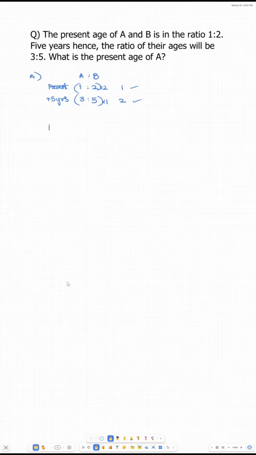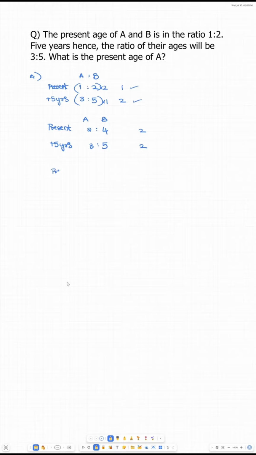Now the equivalent ratios will be, in present ages, the ratio will be 2:4. And after 5 years, the ratio will be 3:5. The ratio remains the same. Now, if you check the difference here, 4 minus 2 is 2, and here 5 minus 3 is 2. Now the difference is the same. Now we can take the same multiple for all the ages.